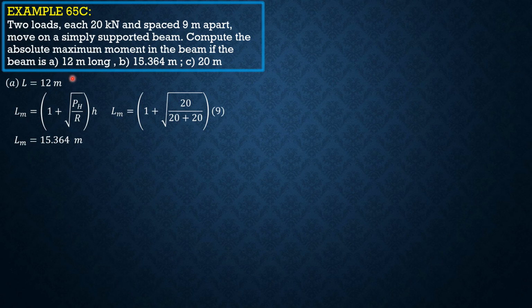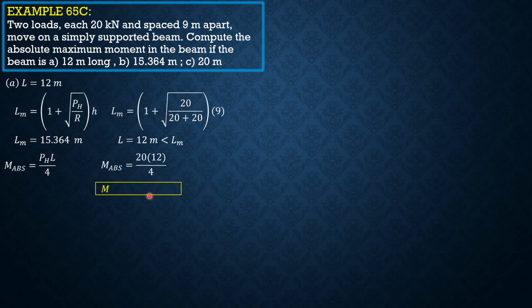So therefore, because L is less than LM, then one load condition controls, and the maximum absolute moment is simply P heavy L over 4. So substitute 20 times 12 over 4, M absolute. So it is 60 kilonewton meter. So that's the answer for the first case.